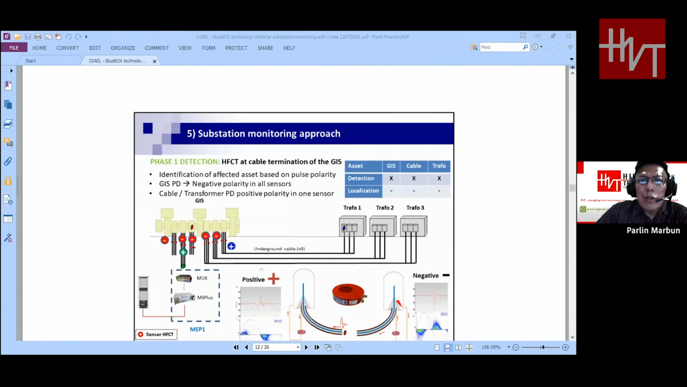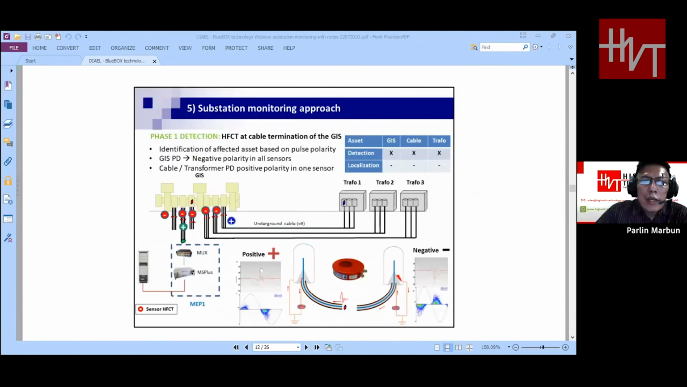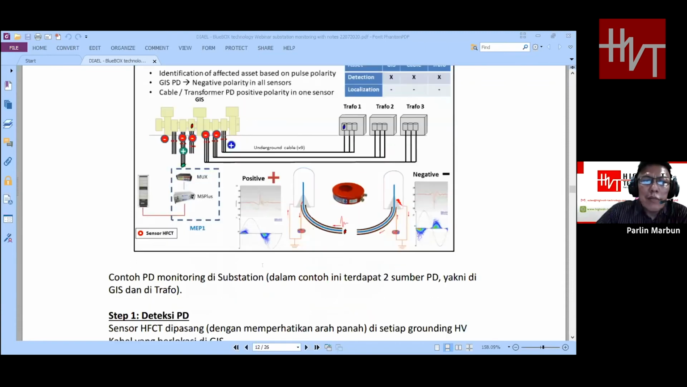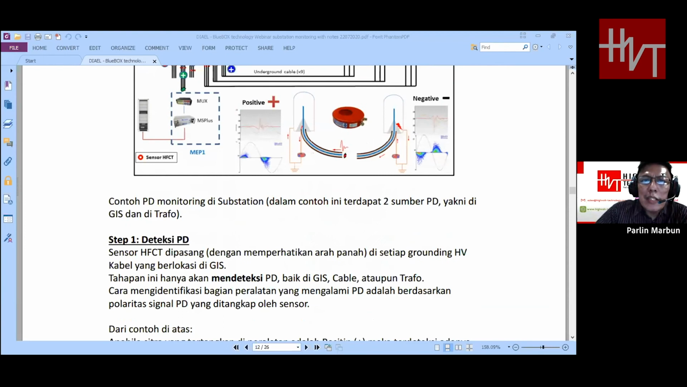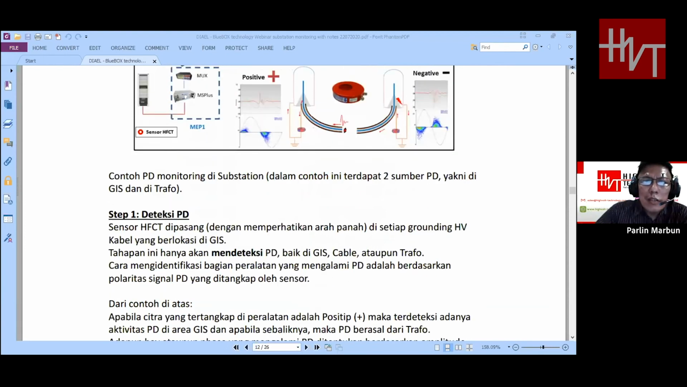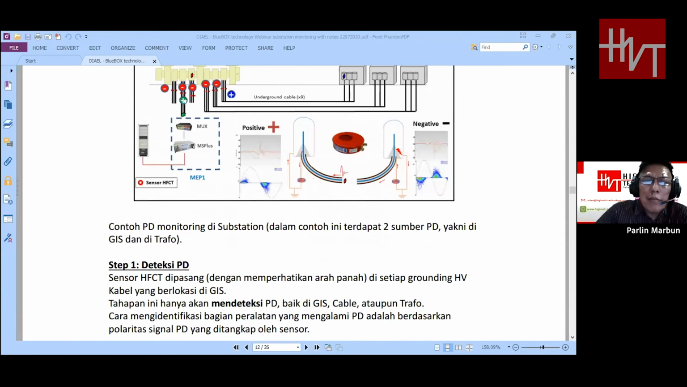Kemudian untuk monitoring substation, ada beberapa tahapan. Untuk tahapan pertama, ini baru tahap deteksi. Sensor HFCT dipasang di setiap grounding HV kabel yang berlokasi di GIS. Di tahapan ini hanya mendeteksi, belum melokalisir, berdasarkan polaritas sinyal PD yang ditangkap oleh sensor. Polaritasnya positif atau negatif, dari sana akan ketahuan sumber dari PD.